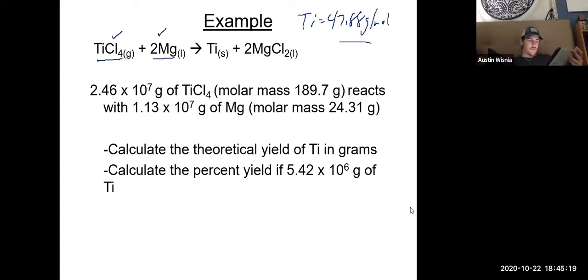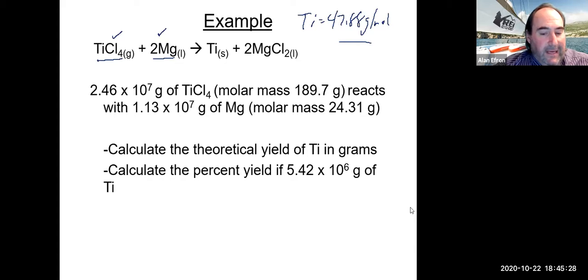Once we have the limiting reagent, how are we supposed to find the theoretical yield of titanium? So if you do the ice table, you want to do the ice table and then solve for whatever it is in the ice table at the end. So you'd always want to do a stoichiometry problem from the limiting reagent to whichever one you're trying to solve for, if you're not doing the ice table approach.